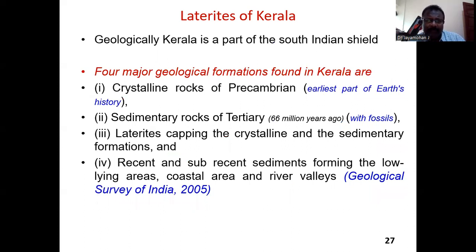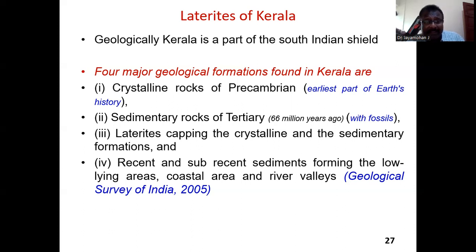Now, geologically, Kerala comes under the South Indian Shield. The four major geological formations in the state of Kerala are, first, crystalline rocks of the Precambrian period. Precambrian means the earliest part of Earth's history; these are terms coming under geology. Second, sedimentary rocks of the Tertiary, a period about 66 million years ago. Within these sedimentary rocks we can see fossils.